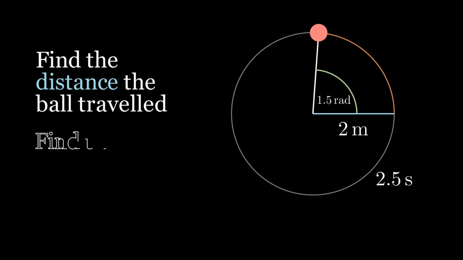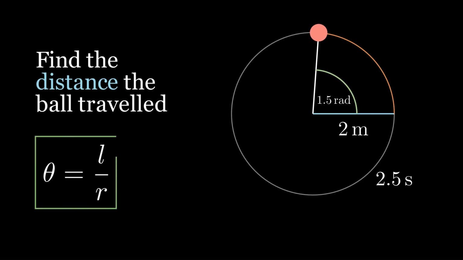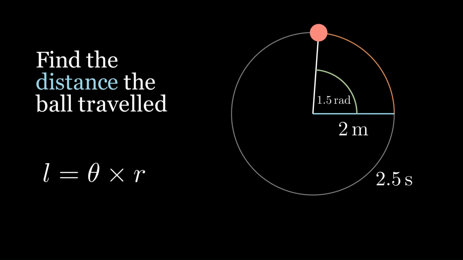Focusing on the first part, try to find the distance the ball travelled. Using the formula to find an angle in radians, we rearrange to find the arc length L. Substituting in the values, we get a distance of 3 meters.